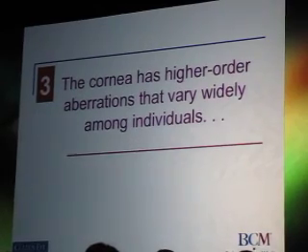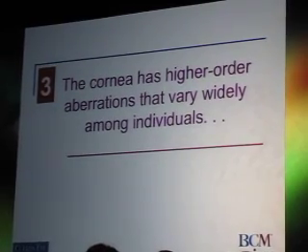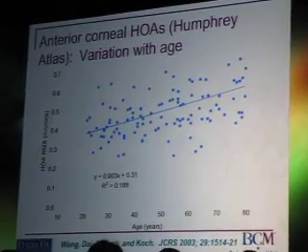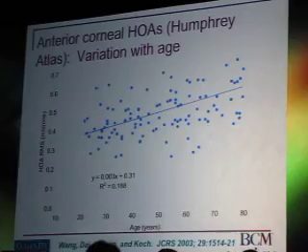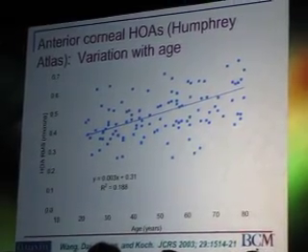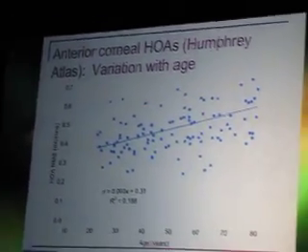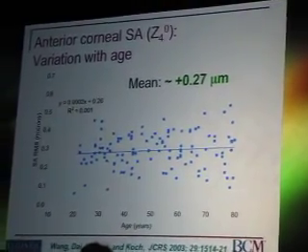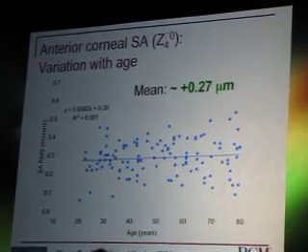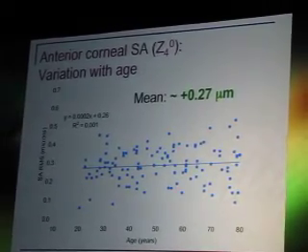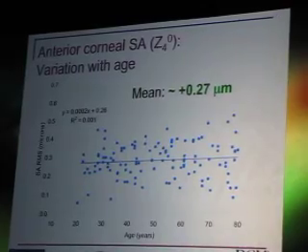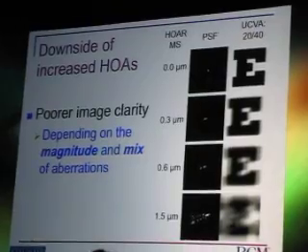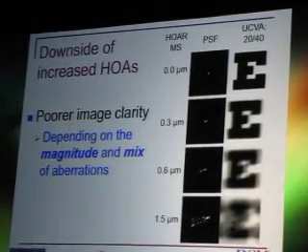Number 3, the cornea has higher order aberrations that vary widely among individuals and change over time. This is our paper looking at the anterior corneal aberrations as a function of age, and you can see the gradual increase in the curve. This is all the higher order aberrations as opposed to spherical aberration, which is around a mean, but you can see the wide variation of plus 0.27 microns, and that in fact is quite constant with age in the human cornea.